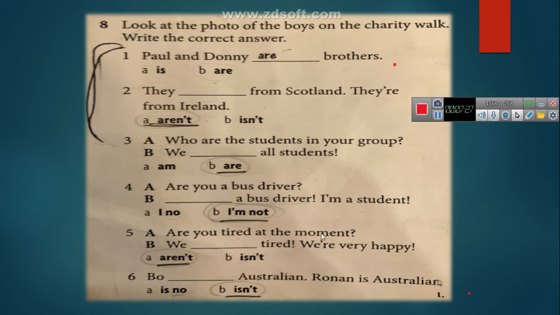Are you tired at the moment? We aren't tired. We are very happy, because it's plural, so we choose this auxiliary verb. Bo is Australian. Ronan is Australian. Here there is contrast, so we use isn't, not no, because Australian is considered an adjective, but no comes before a noun, so we choose isn't.